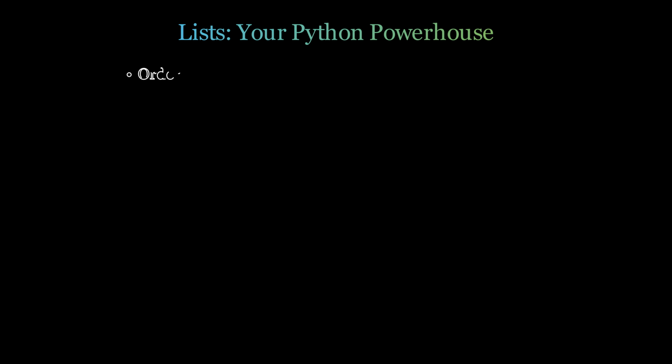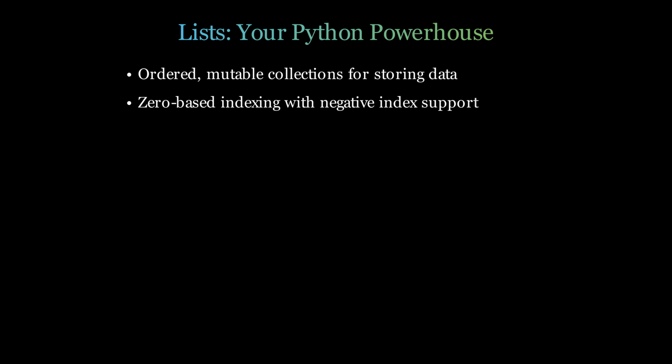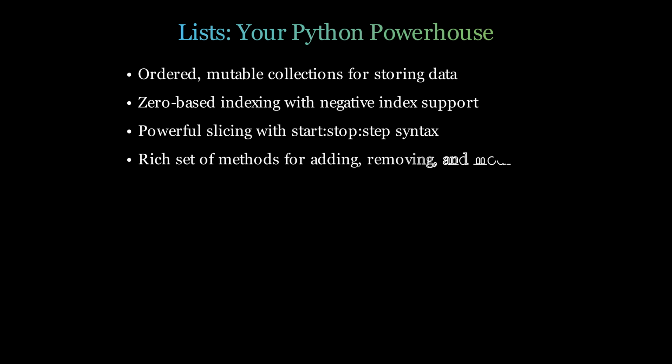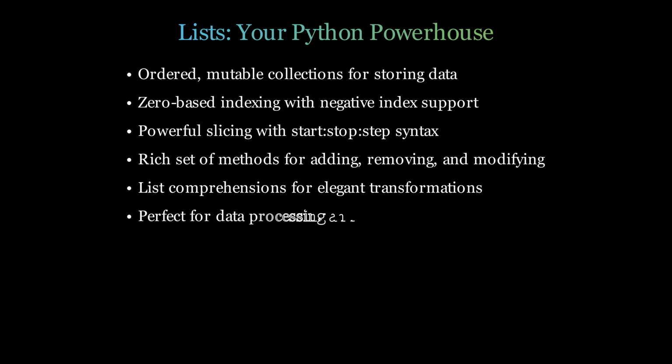Let's recap the key concepts. Lists are ordered, mutable collections perfect for storing sequences of data. They support zero-based indexing in both directions. Slicing provides flexible data extraction. Rich built-in methods handle common operations. List comprehensions offer elegant solutions. Together, these features make lists essential for data processing and algorithm implementation.